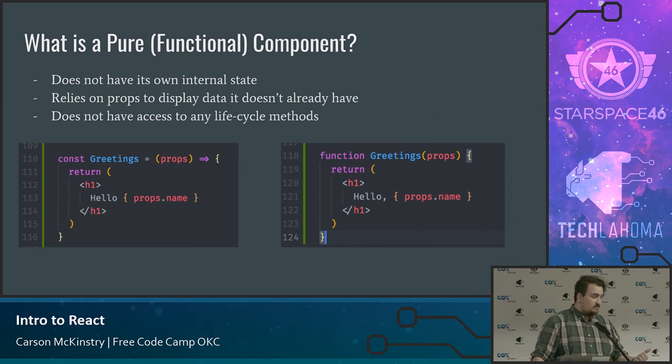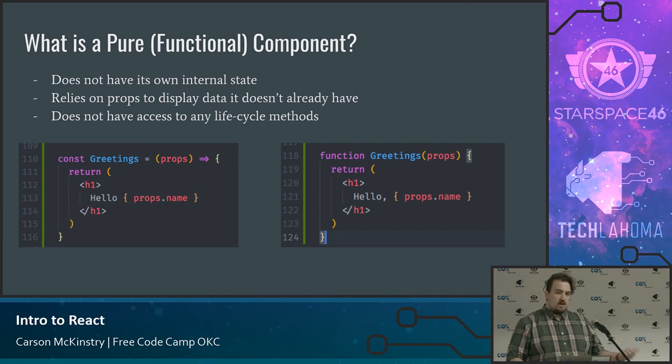On the left, this is going to be more of an ES6 way to do things. It's a fat arrow function, which is just a little bit of syntax sugar around a function. So I've got a const called greetings, and it is equal to a function that takes props, and that returns an H1 with the same exact thing inside of it. So hello props.name, that's going to be the person's name.